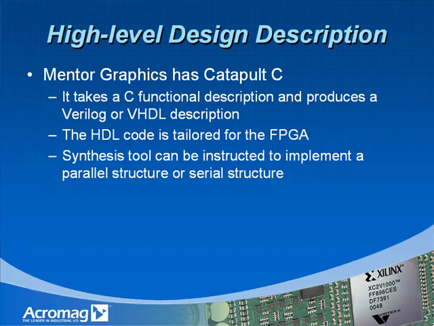Defining your FPGA operation is typically handled with Verilog or VHDL description. However, Mentor Graphics offers a tool which allows description in C. Their tool is called Catapult C. It takes a C functional description and produces a Verilog or VHDL description. The HDL code is tailored to your FPGA, and since this tool can be instructed to implement parallel DSP structures or serial DSP structures, it will allow you to experiment with the amount of resources available in your FPGA and the speed of your operations.